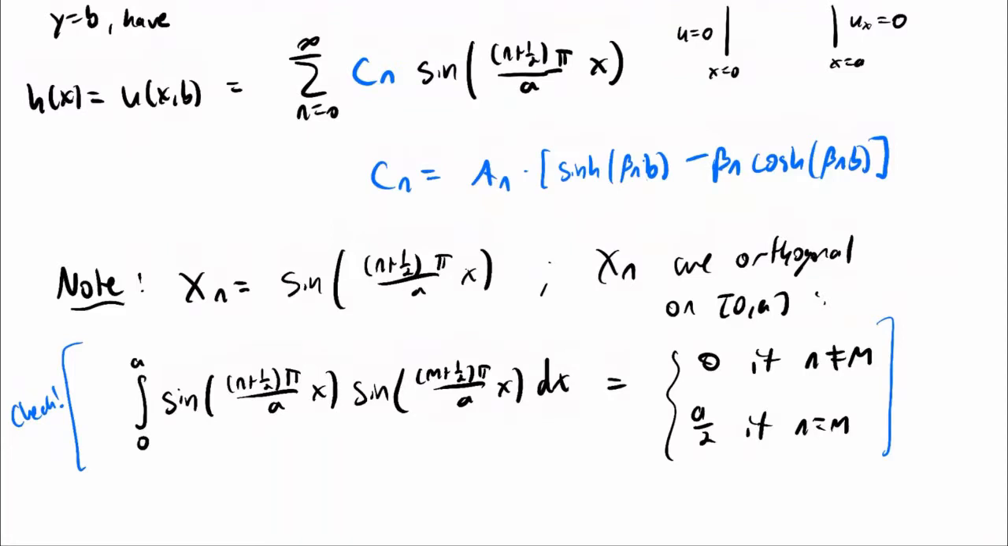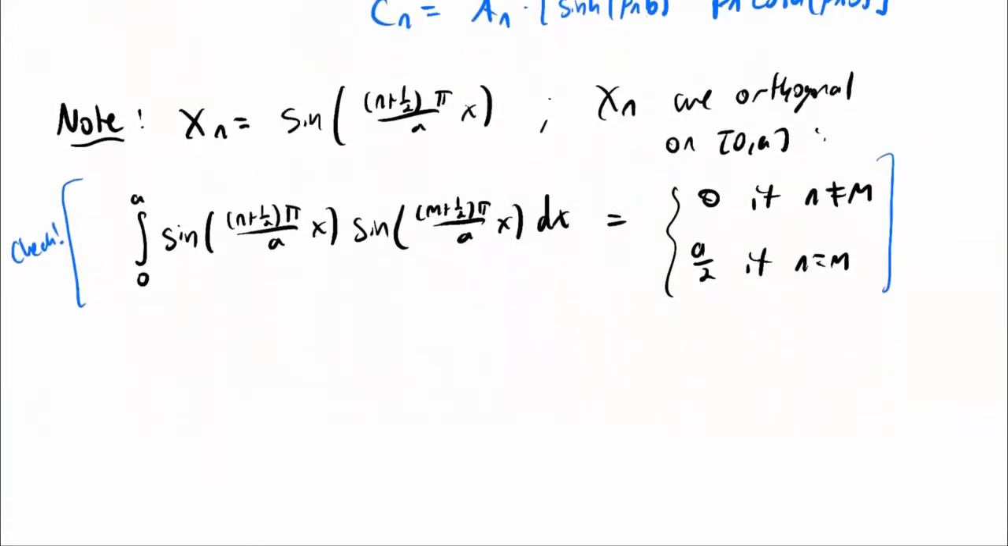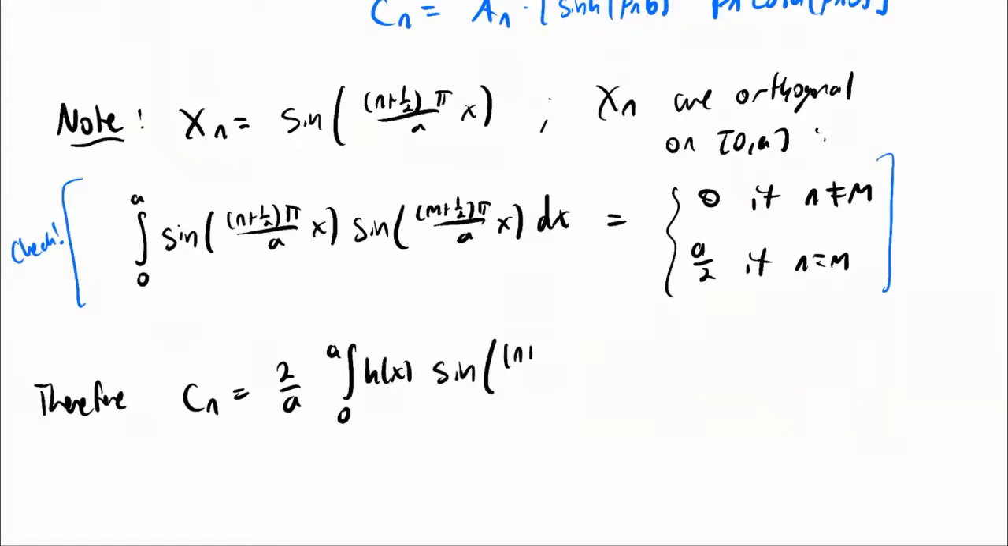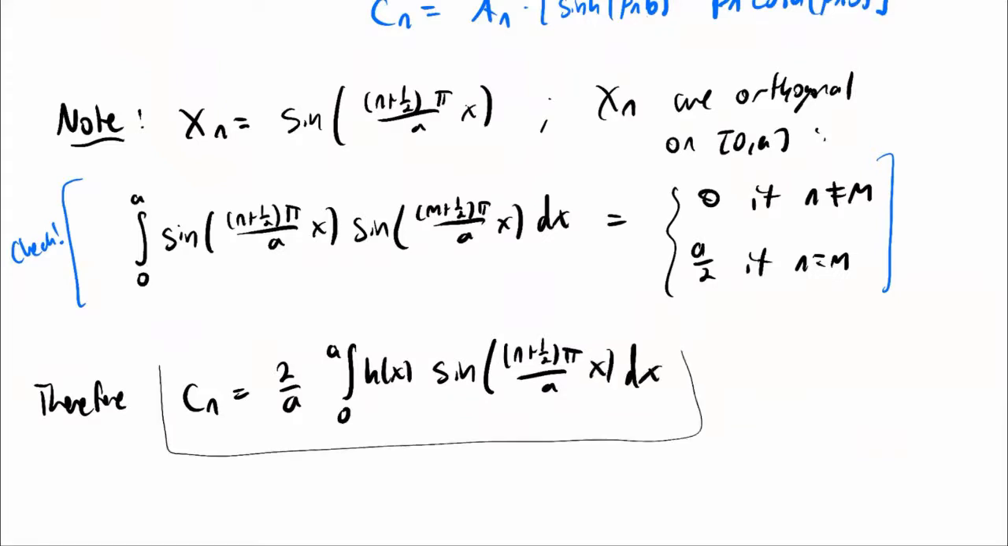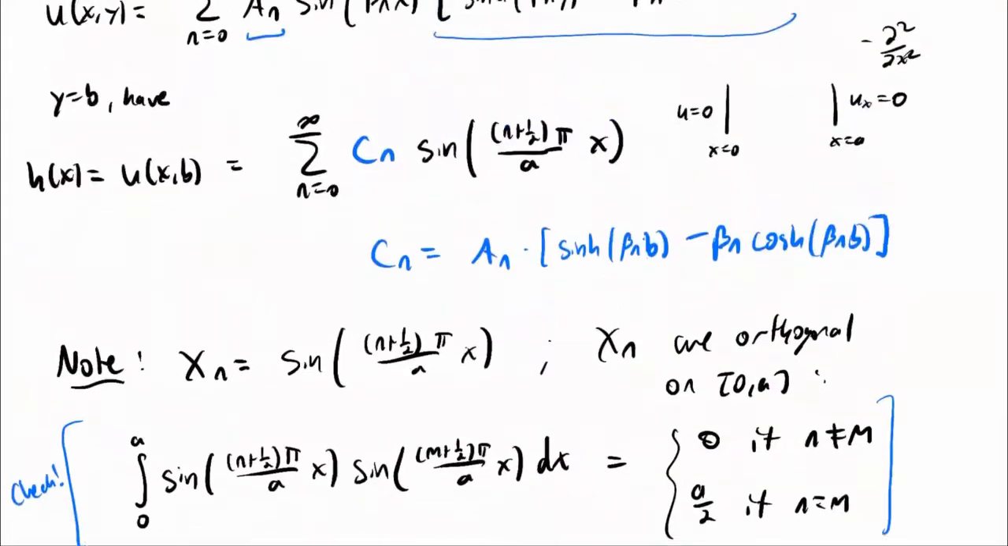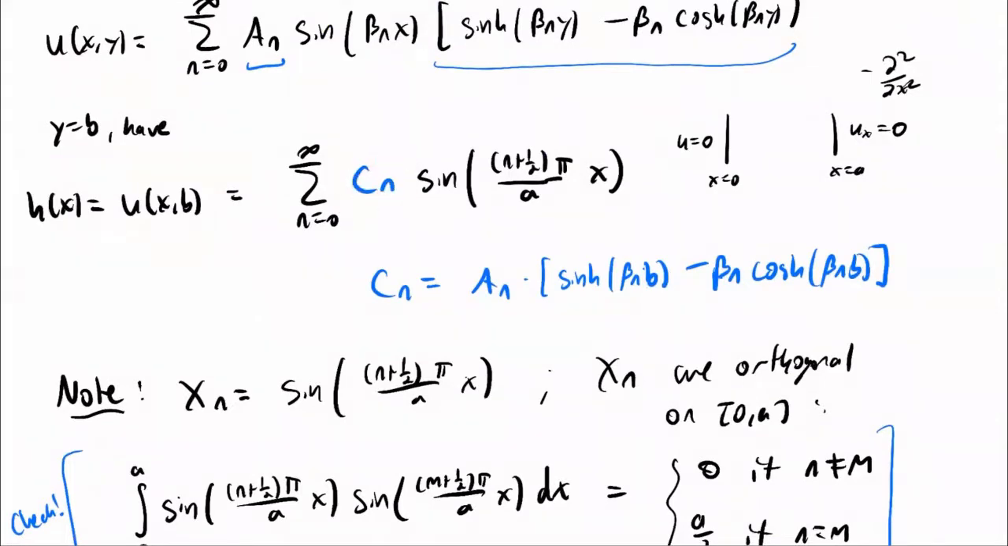Assuming you have this orthogonality property, we can calculate the coefficients just as we would for the usual sine Fourier series. In particular, Cn has to equal 2 over a times the integral from 0 to a of the function h of x times sine of (n plus 1/2) pi over a x dx. So these are like the usual Fourier coefficients for this orthogonal system of functions. And so we calculated the Cn here, and now we're almost done.